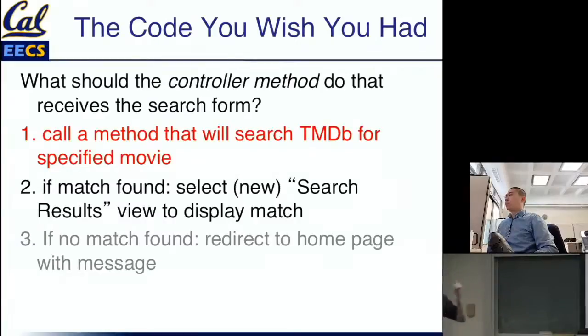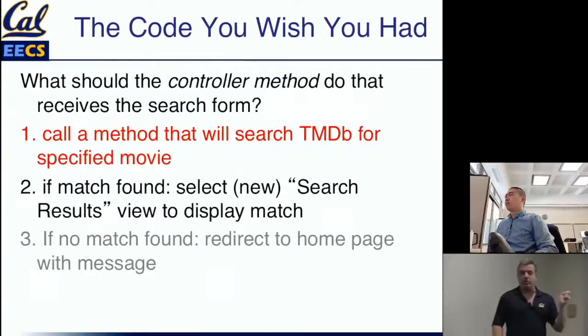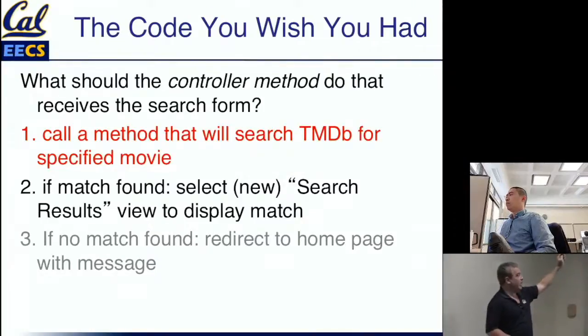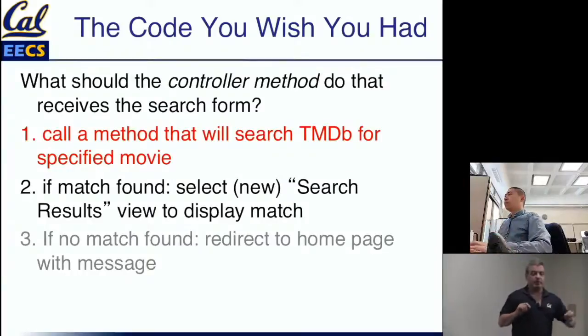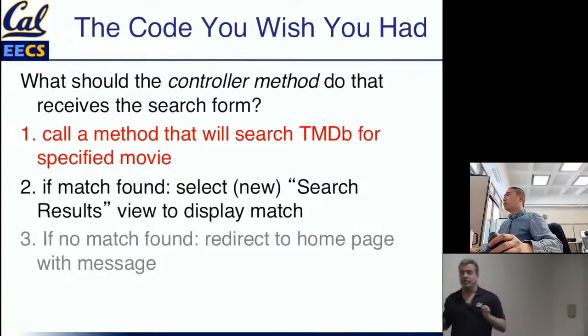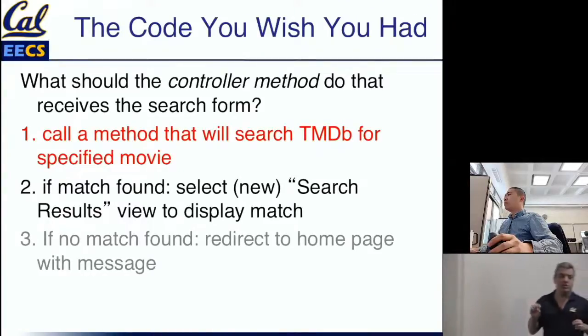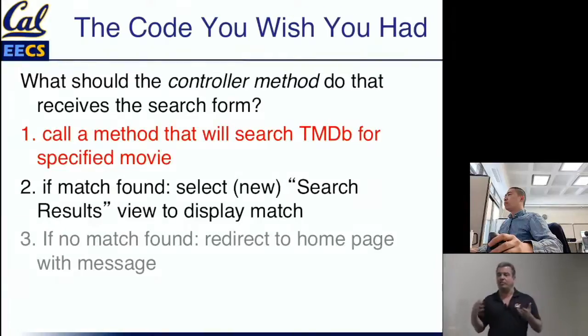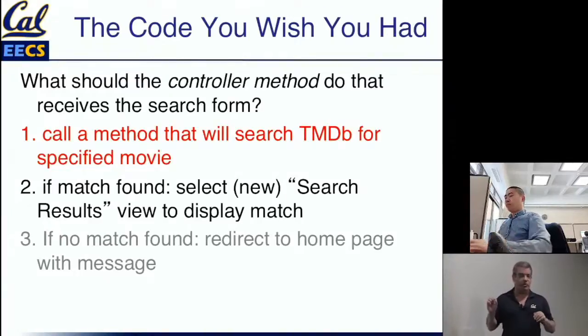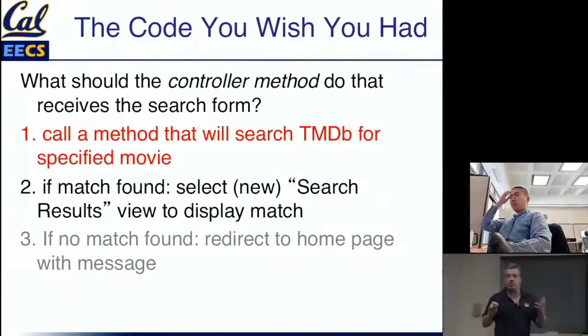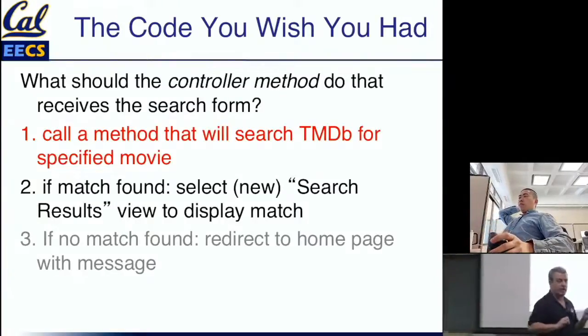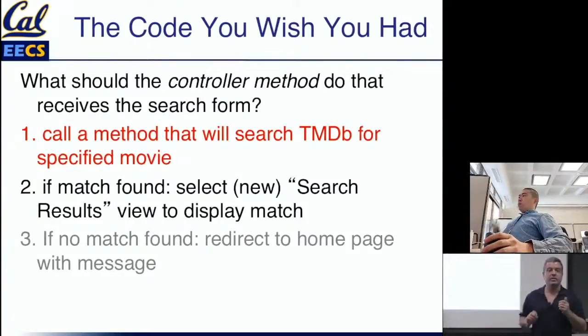Why would the controller itself not be doing that search, by the way? Why am I assuming right from the starting gate that the controller method is going to call some other method to do that work, in terms of model view controller? Anybody? No? What's the controller's purpose in life in a model view controller situation? What does the controller generally do versus what do models and views generally do?